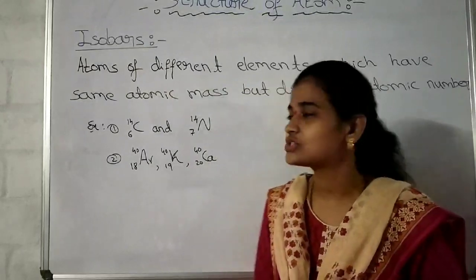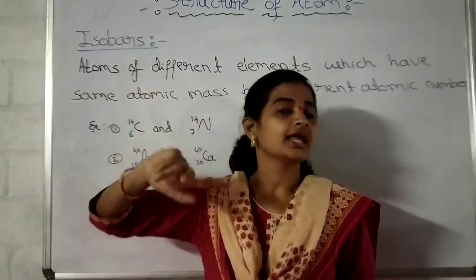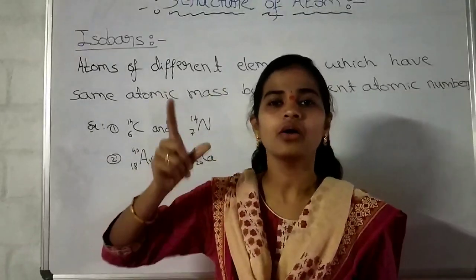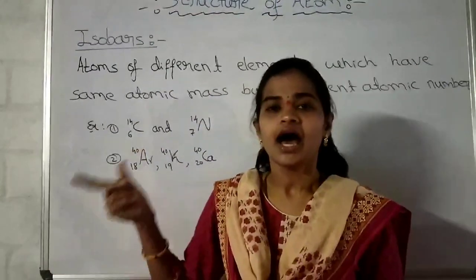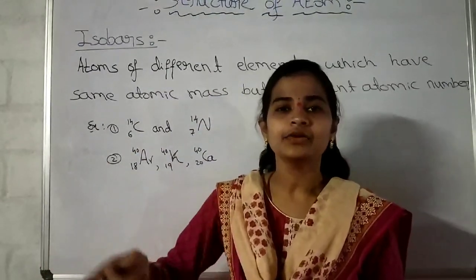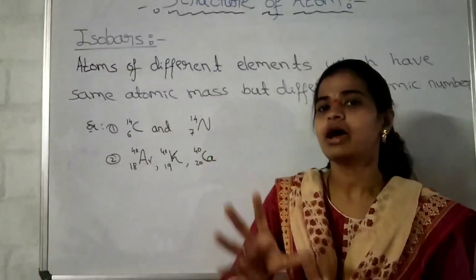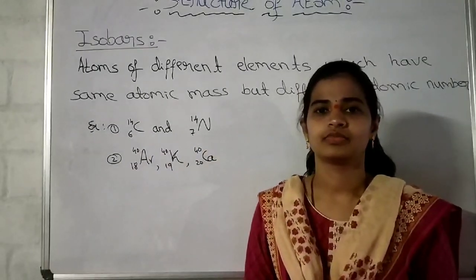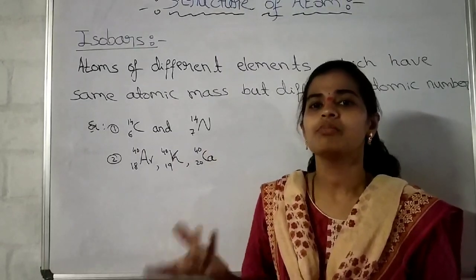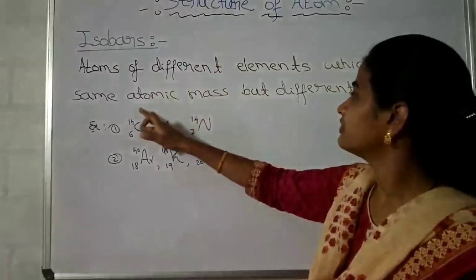Let us study one more definition here, that is isobars. What are isobars, students? Atoms of the different elements. Unlike isotopes. Isotopes, how we will define it? Atoms of the same element. But here isobars are the atoms of different elements which have the same atomic mass but different atomic number. Atomic mass is nothing but what? Mass number.